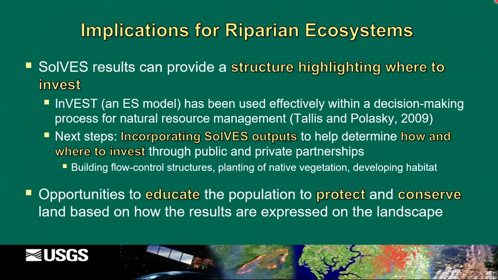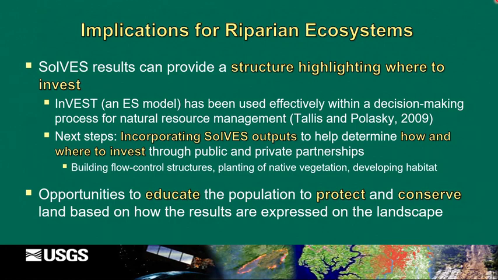So I'll quickly end with some implications for riparian ecosystems. Overall, SolVES results can provide a structure highlighting where to invest. A similar ecosystem services model known as InVEST has been used effectively within this decision-making process and provides context of ways this can be done. Next steps for these results would be to incorporate SolVES outputs to help determine how and where to invest. And this can be done through both public and private partnerships.